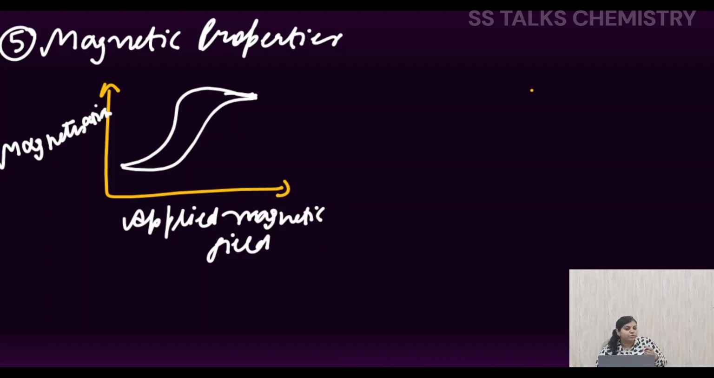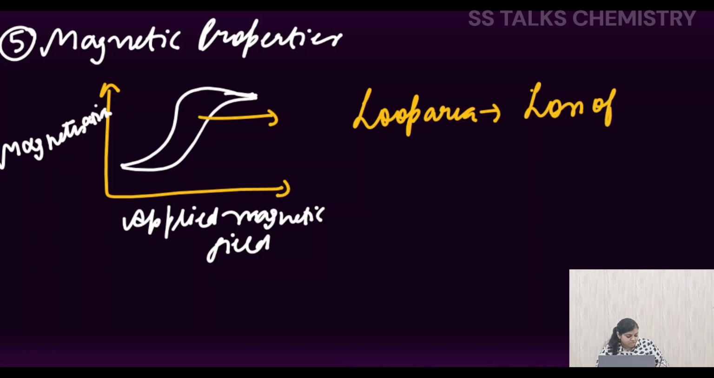Now as we go from the bulk, what does this loop represent? This represents the loss of energy. So the loop's area represents the loss of energy.